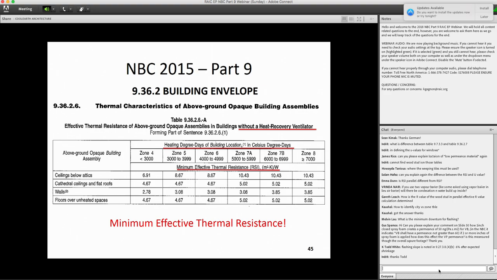Can you please explain location of low permeance material again? Yes. This is where the code gets confused because it's the same thing. Low permeance material is a vapor barrier. A vapor barrier is comprised of a low permeance material. The way we control the vapor is by having a low permeance material that will stop the vapor flowing from the warm side to the cold side.